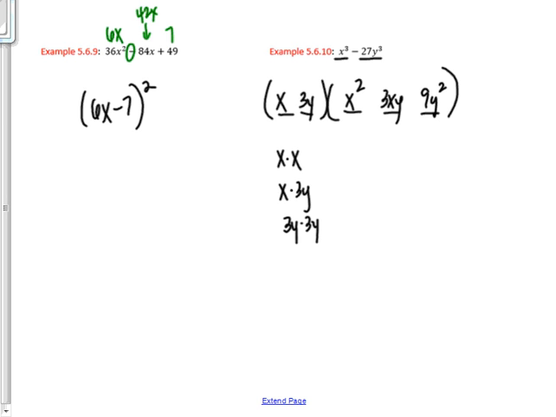And then what word do we use for our signs? Copy. Copy the sign from the original problem, take the opposite of that. The last one's always positive. All right, go try your homework.